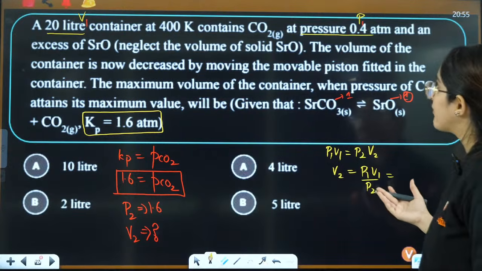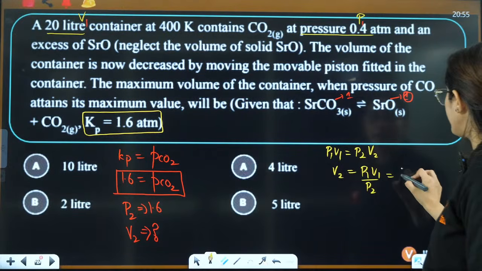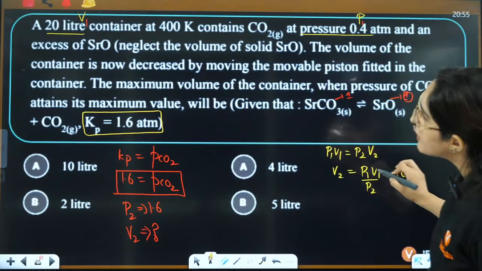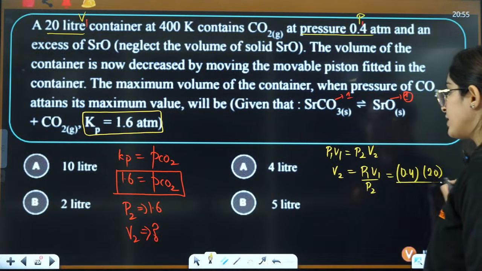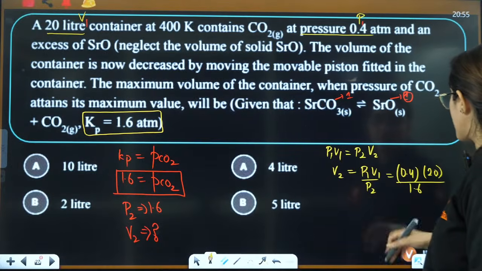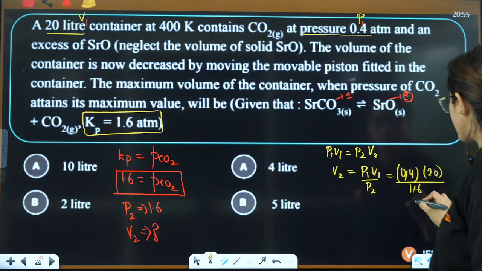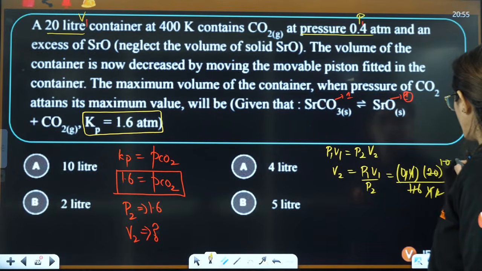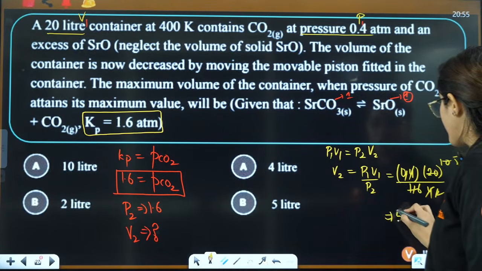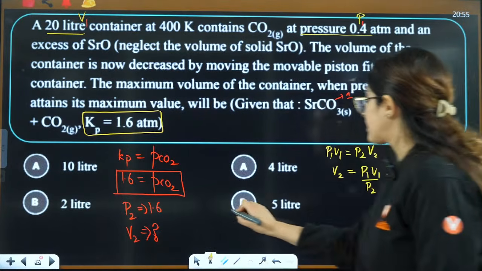Then what is P1? P1 is given to be 0.4. Volume is given to be 20 liters, right? And this is given to be 1.6. Now solve this value. This will be cancelled out. 4, 4. This will be 2, 10, 2, 5. So the answer will be 5 liters, which is the correct answer.